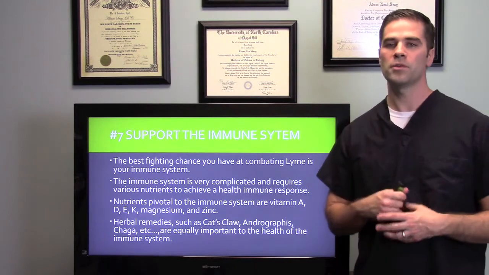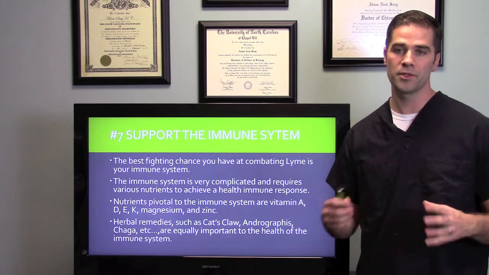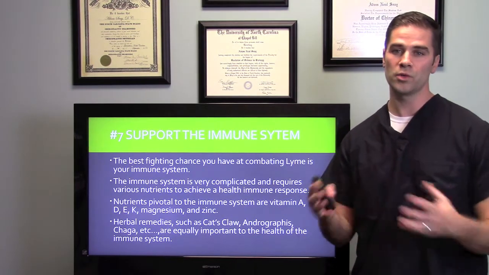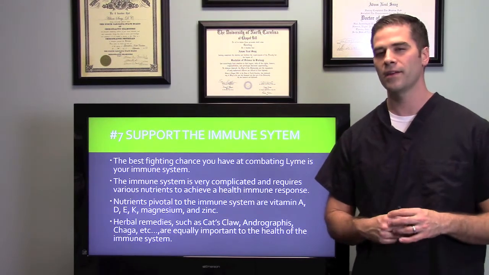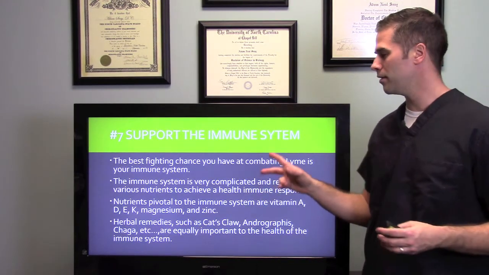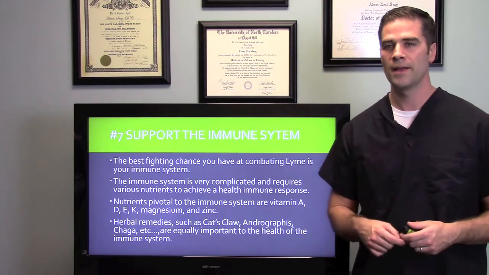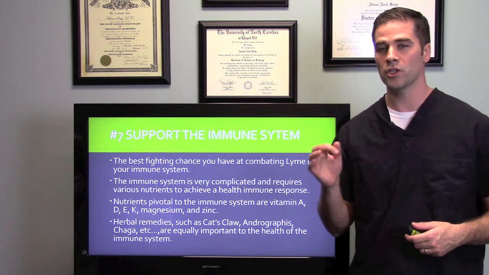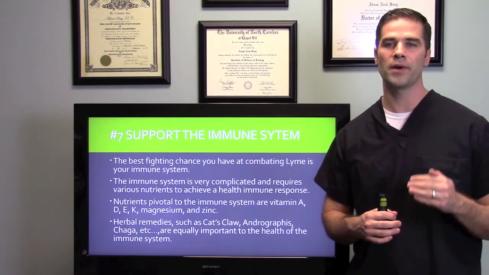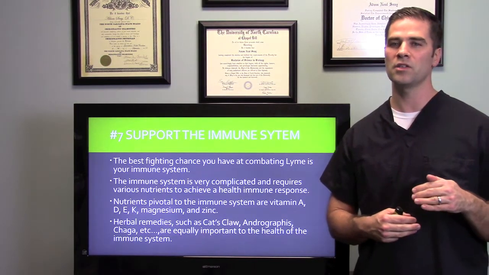Seventh thing we have to do is support the immune system. The best fighting chance you have combating Lyme is your immune system. And this video is not on going into really detail about Lyme. We have another video for that. But this one, I just want to take a little moment to talk a little bit about antibiotics. And we don't prevent anybody from doing antibiotics if they choose to. The only thing you run into is it works well acutely. And if you can catch it early and get it, it just gives your immune system the upper hand. And that's typically what the antibiotics will do. They'll give your immune system the upper hand to get you on top of it.